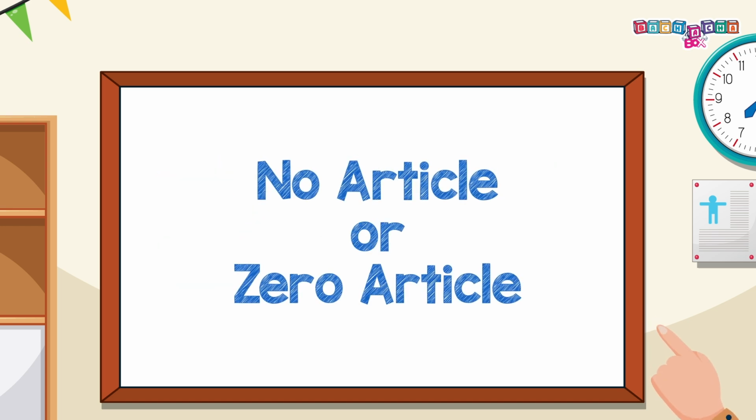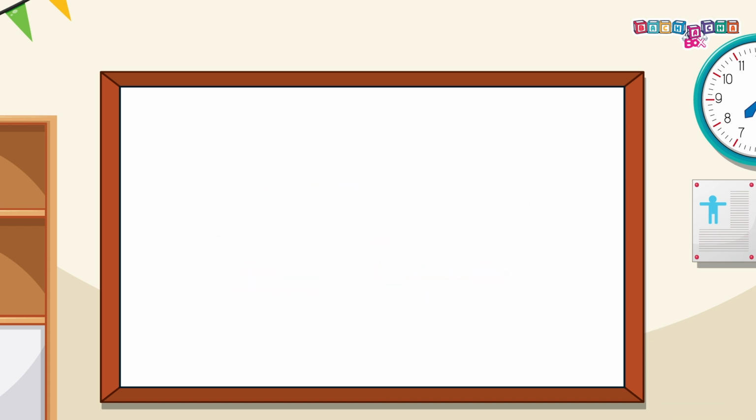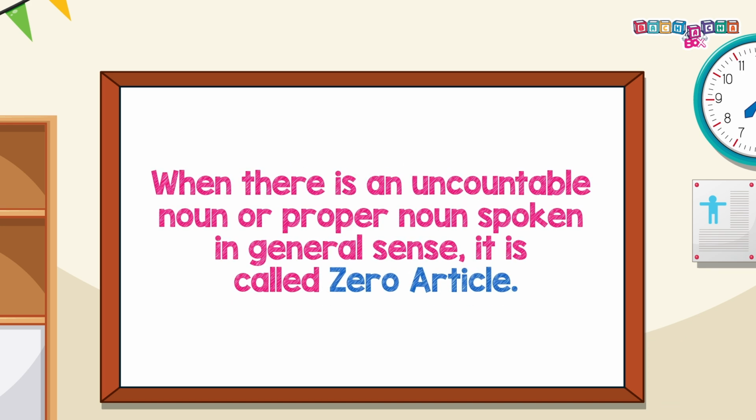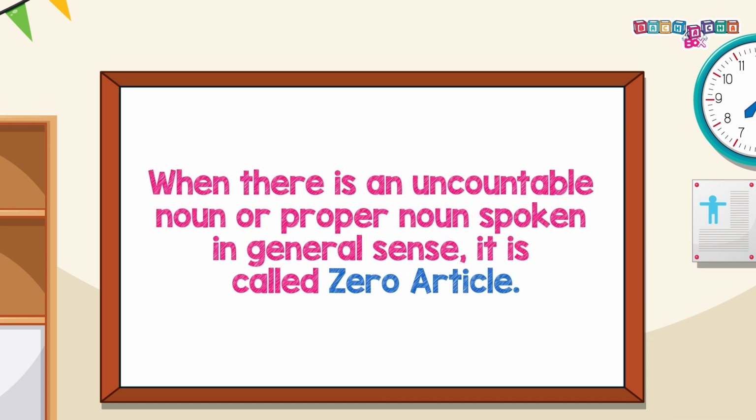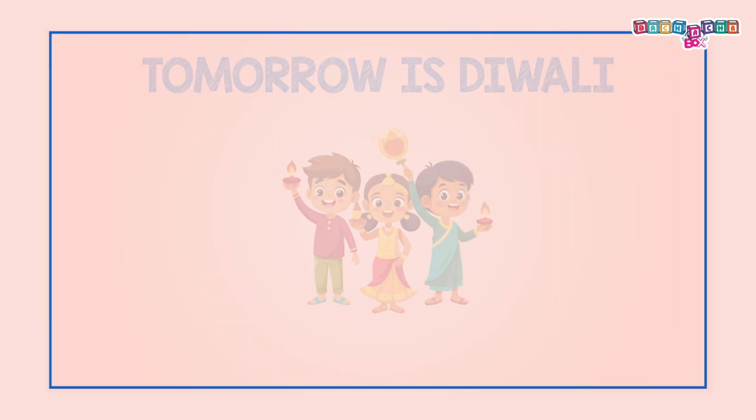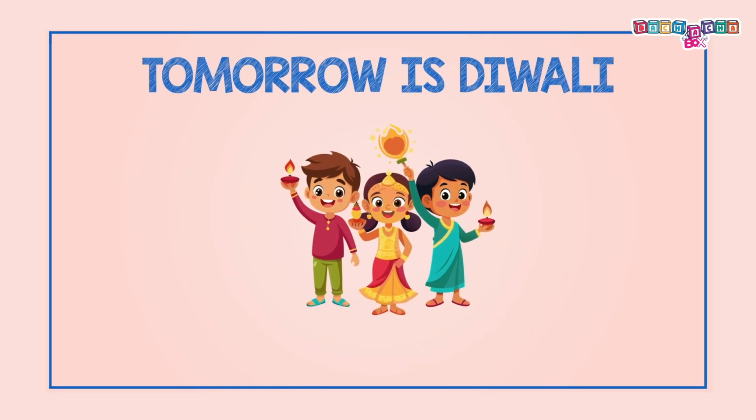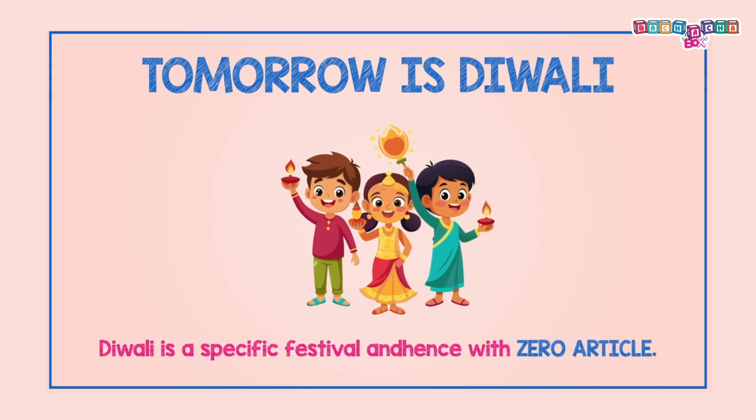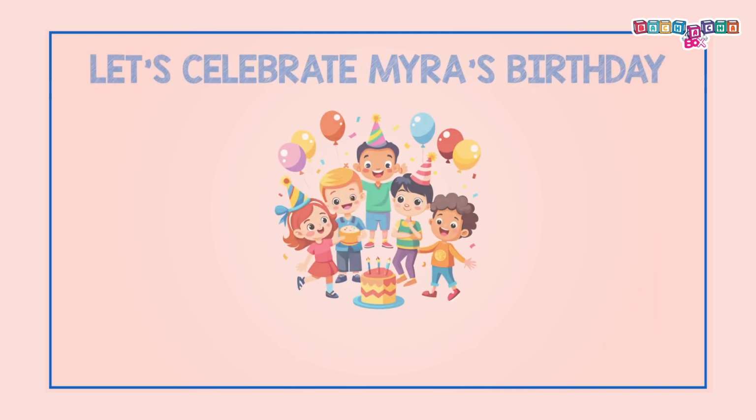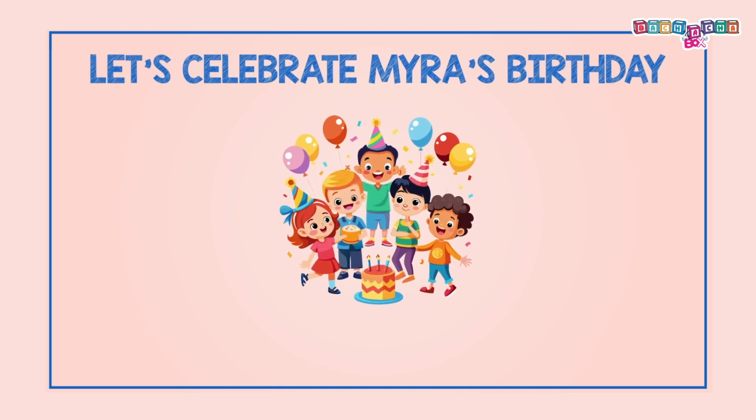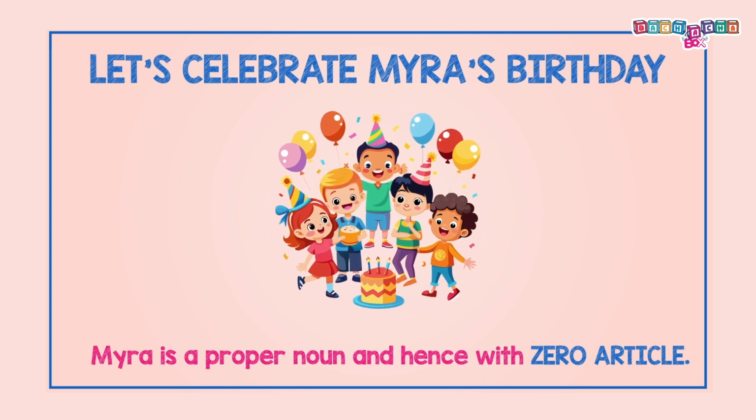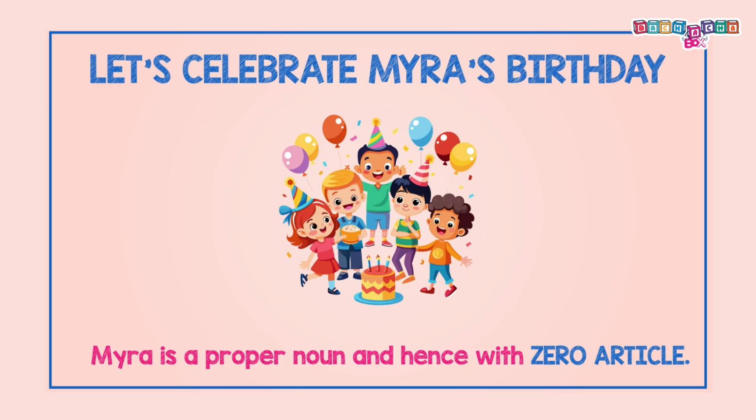No article, or zero article. When there is an uncountable noun or proper noun spoken in a general sense, it's called zero article. Tomorrow is Diwali. Diwali is a specific festival and hence with zero article. Let's celebrate Myra's birthday. Myra is a proper noun and hence with zero article.